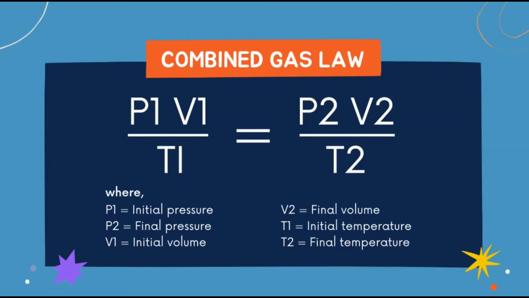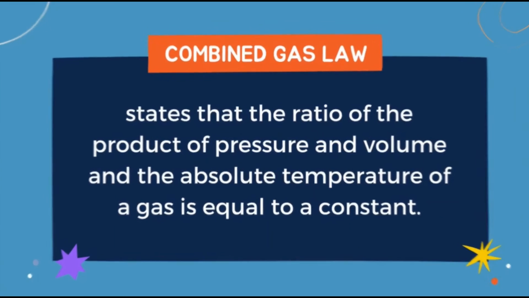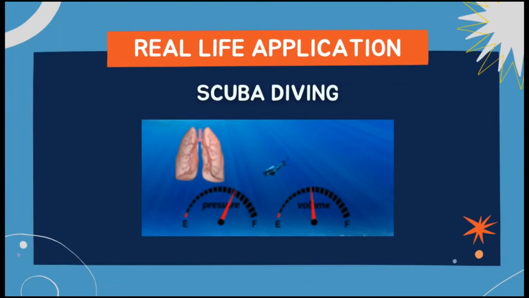For a given mass of gas, the volume is inversely proportional to pressure and directly proportional to absolute temperature. The formula of combined gas law is P1 times V1 over T1 is equal to P2 times V2 over T2. It states that the ratio of the product of pressure and volume and the absolute temperature of a gas is equal to a constant.